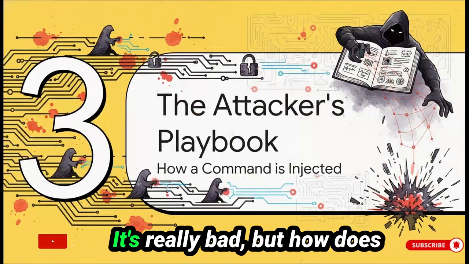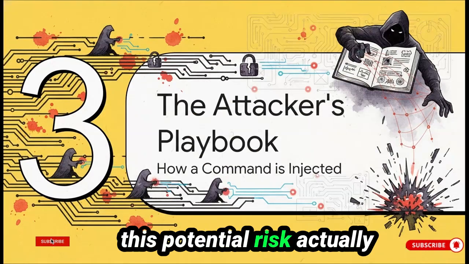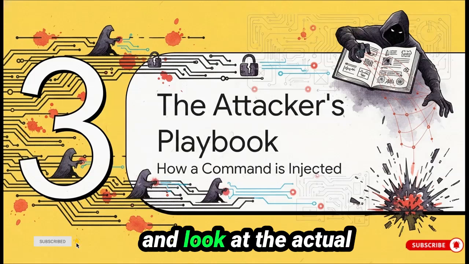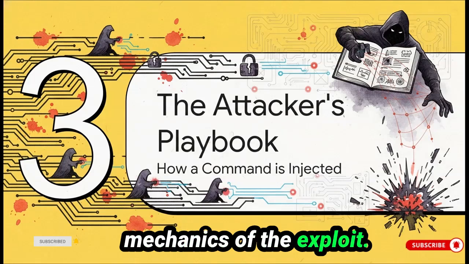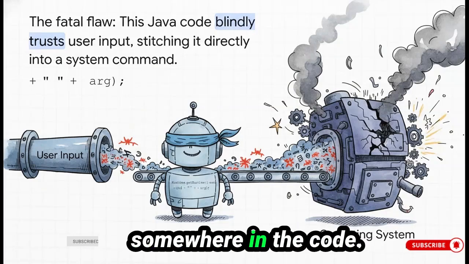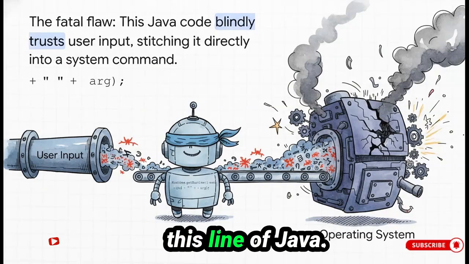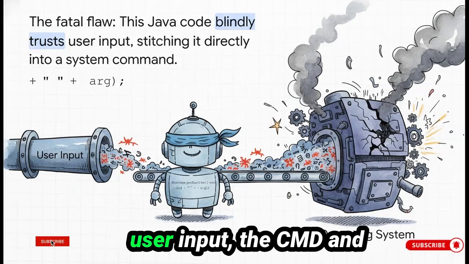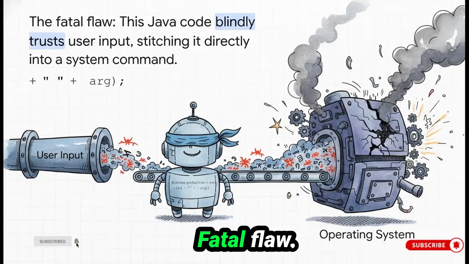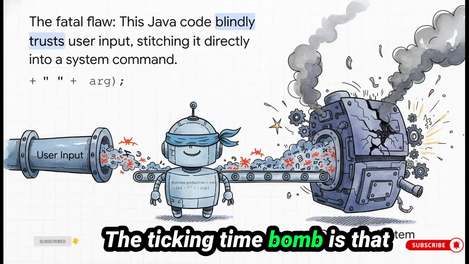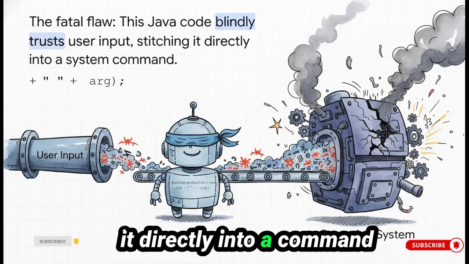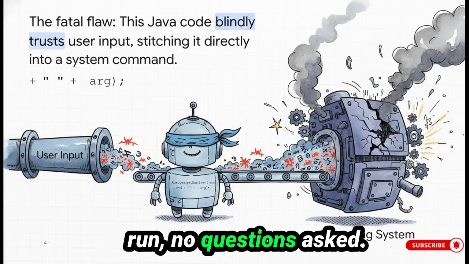Okay, so we get it. It's really bad. But how does this potential risk actually become a real-world attack? Let's crack open the attacker's playbook and look at the actual mechanics of the exploit. The weakness, almost every single time, is buried somewhere in the code. Take a look at this line of Java. It's designed to take some user input, the cmd and arg here, and run it as a system command. The fatal flaw, the ticking time bomb, is that it blindly trusts whatever the user gives it, stitching it directly into a command that the server is going to run, no questions asked.